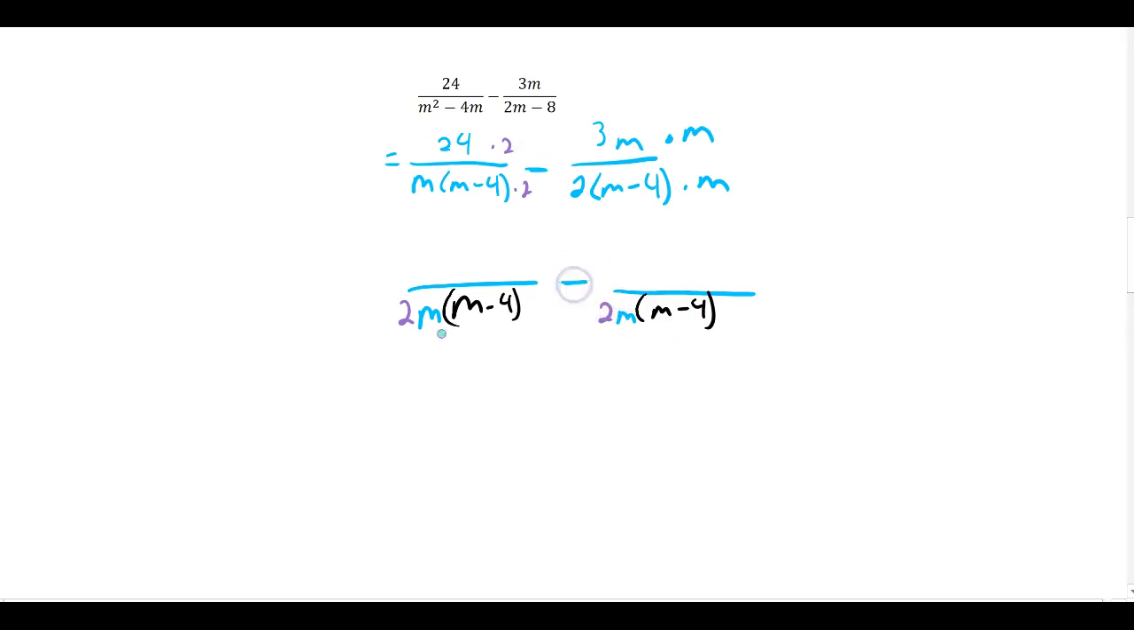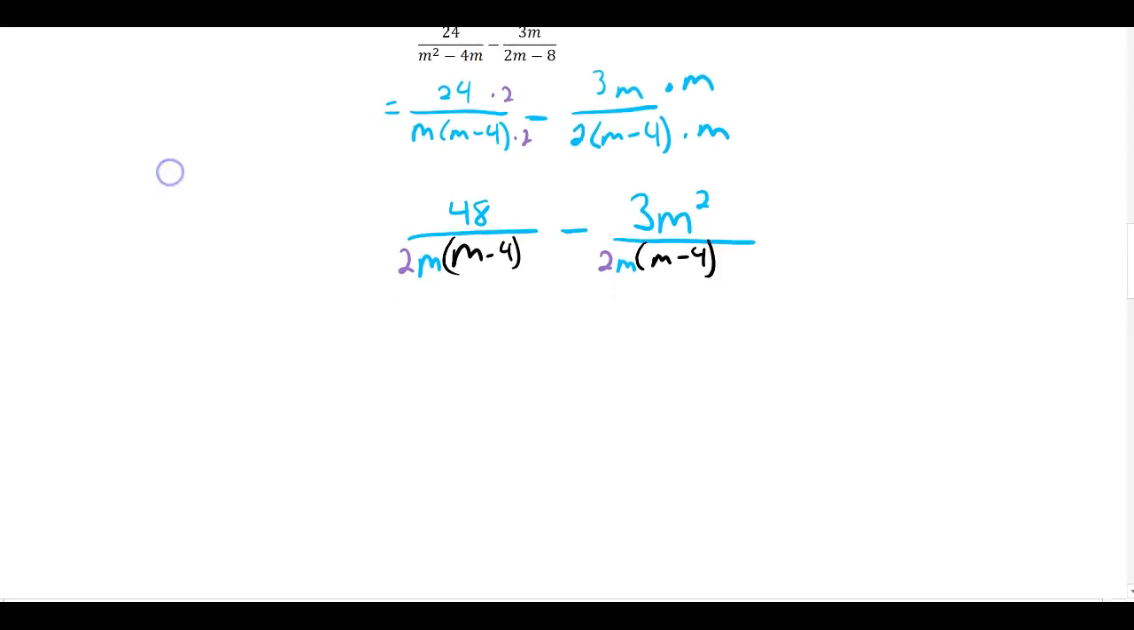So that gives me a 2m times an m minus 4 on my denominators. 24 times 2 is 48. 3m times m is 3m squared. Now I have common denominators. I can subtract the numerators, giving me 48 minus 3m squared over 2m times an m minus 4.